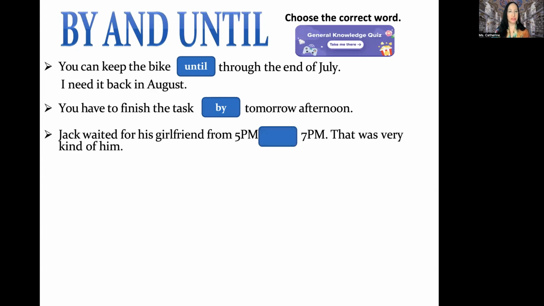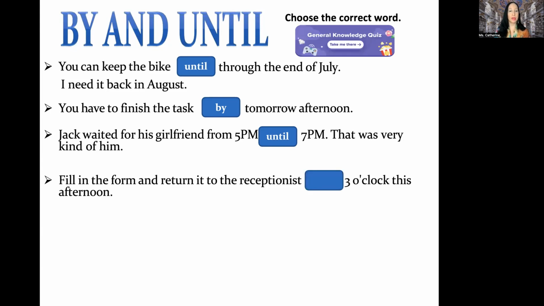Jack waited for his girlfriend from 5 p.m. blank 7 p.m. That was very kind of him. Jack waited for his girlfriend from 5 p.m. by 7 p.m. or until 7 p.m.? There's another tricky one. Until. Okay, so I know most of you will say 5 p.m. to 7 p.m. Here's another one. Remember I said up to? We can replace the word until as it answers the question for how long. Up to, okay?